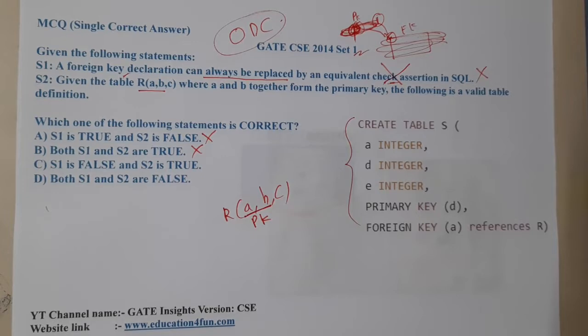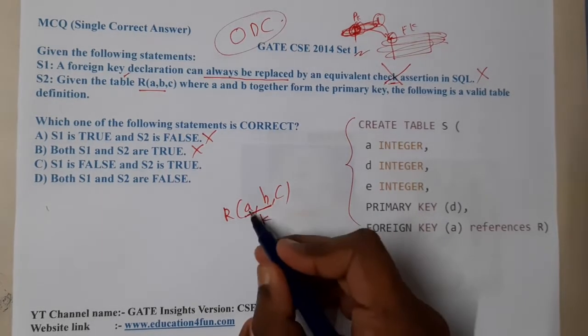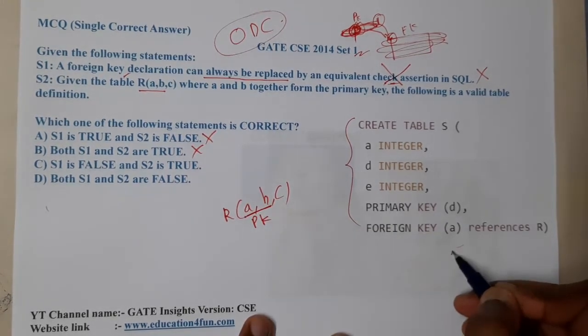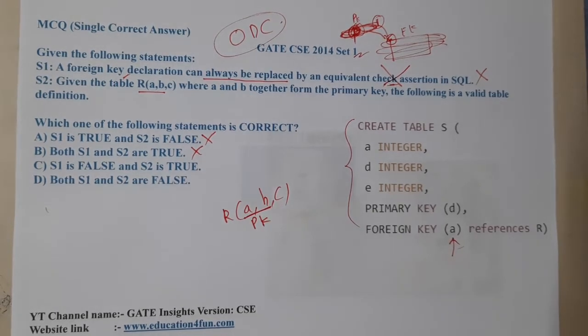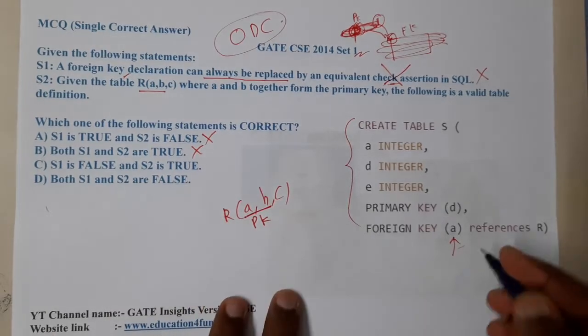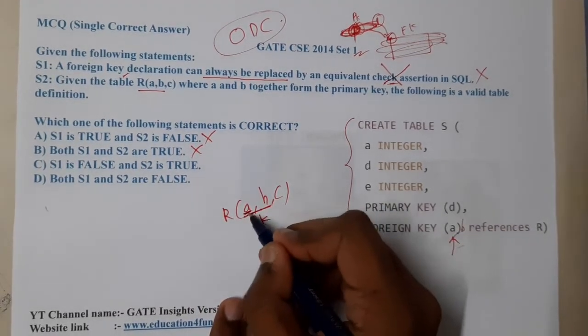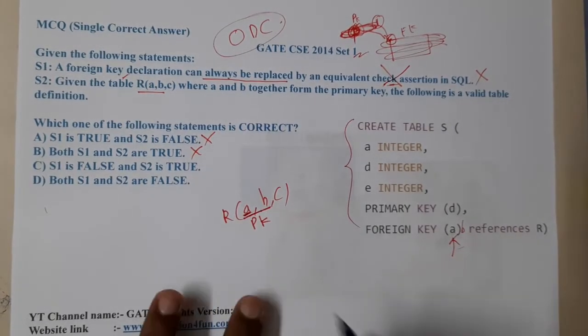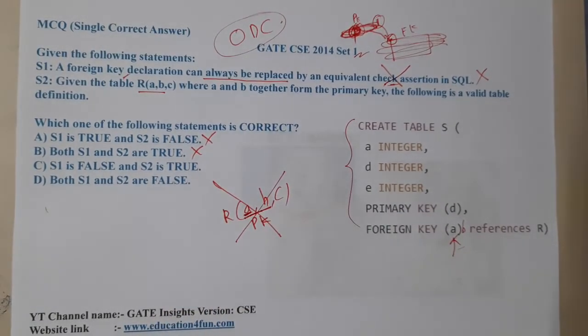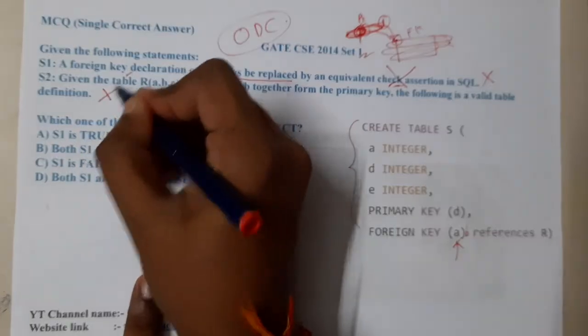The one doubt I am getting is: if A and B is the primary key, then how come we got a foreign key on A only? Did someone eat B in between? Those types of things are not possible. If it is AB here, you should have AB there. If it is only A here, then only you can have A there. So indirectly, this particular R table definition is completely wrong.